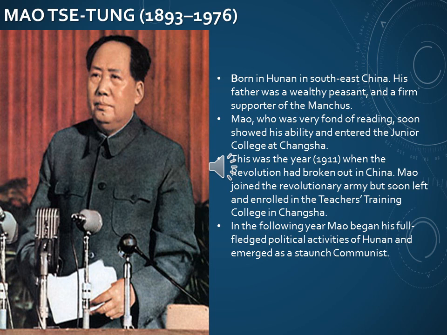Mao joined the Revolutionary Army, but soon left and enrolled in the Teachers Training College in Changsha. In the following year, Mao began his full-fledged political activities in Hunan and emerged as a staunch communist, that is, a strong supporter of communism.